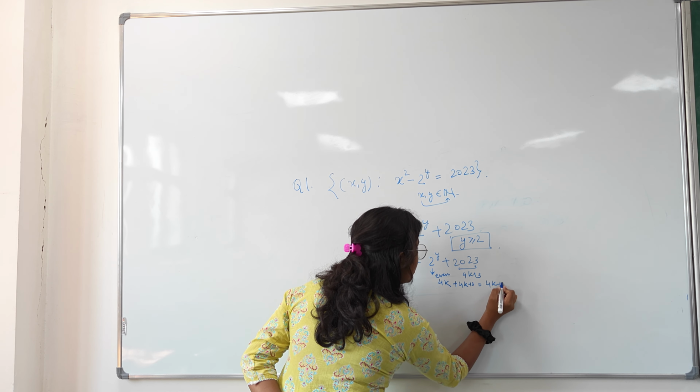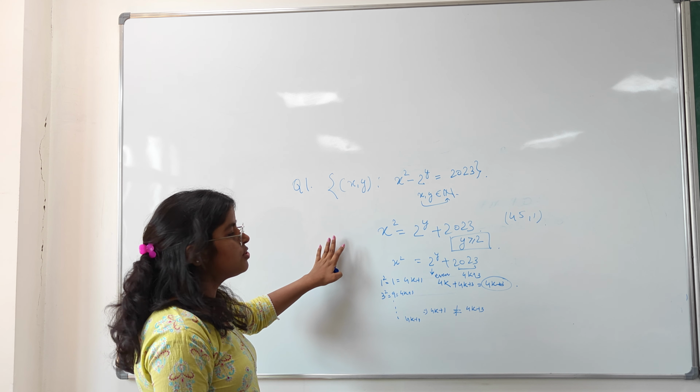If you take an odd number, 1 square is equal to 1, which is of the form 4k plus 1. 3 square is also 4k plus 1. If you continue this, it always gives 4k plus 1. So the left hand side always gives 4k plus 1, and the right side is 4k plus 3, so they are not equal. So basically we find only one solution, that is (45, 1). Only this solution holds, so this is our solution.